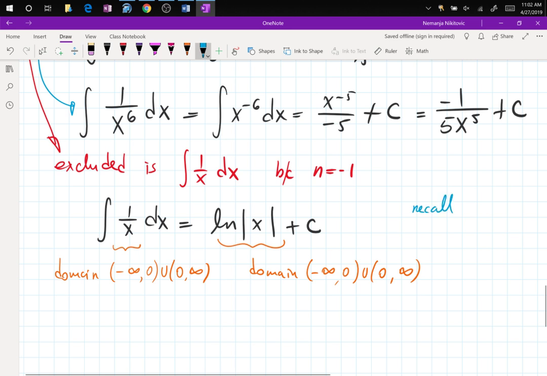Recall that ln x is just one-sided. And that will help you with understanding that absolute value will bring the other side as well.